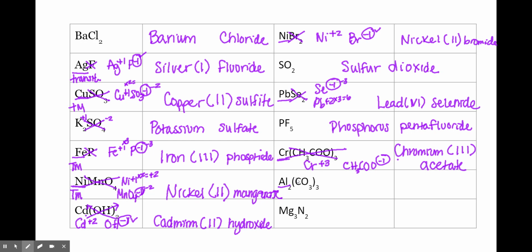Next we have aluminum, which is again a transition metal. Cross our charges. It's telling me aluminum is plus 3, CO3 is minus 2. I need to check that. CO3 is carbonate. It's on your polyatomic ion sheet. It is in fact minus 2. So we write aluminum 3 carbonate.